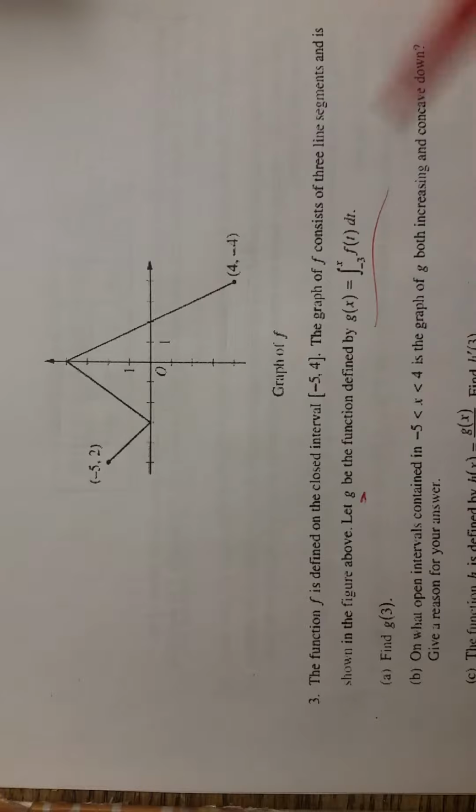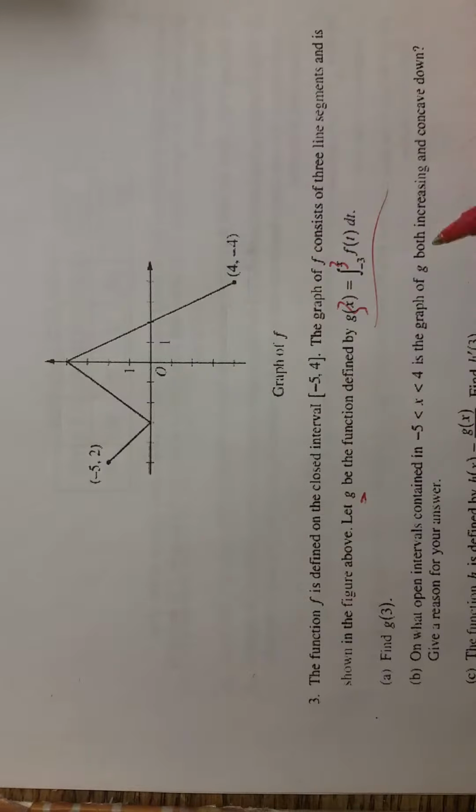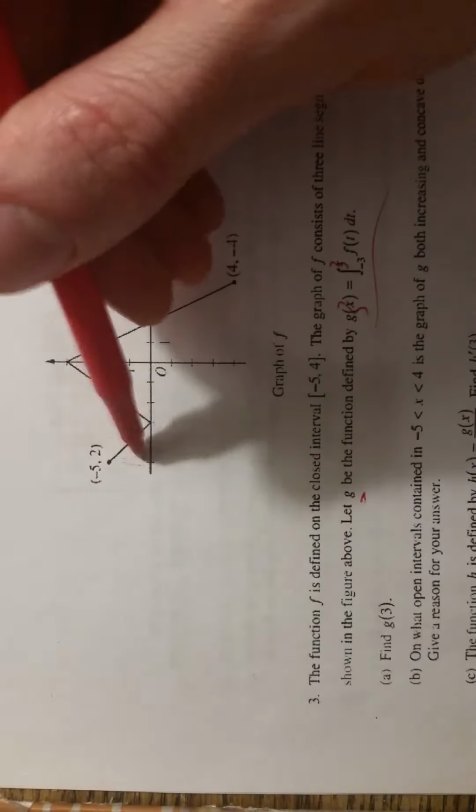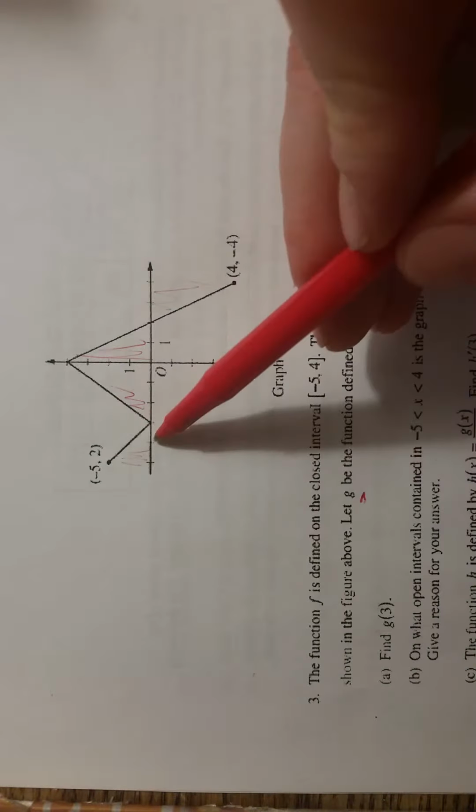This needs to be an absolute slam dunk, right? To find g of 3, I'm going to plug in 3 right here. So I'm really looking for the area under the curve between -3 and 3. So I go up here, and this is just like a geometry problem, basically. It's like figure out the areas.